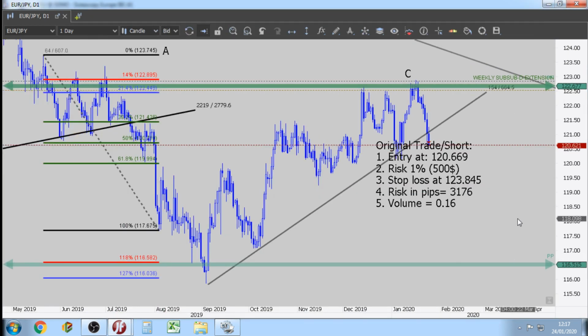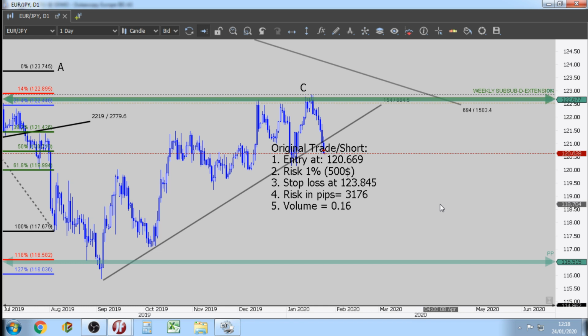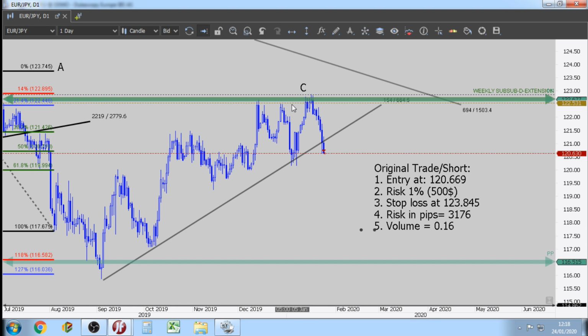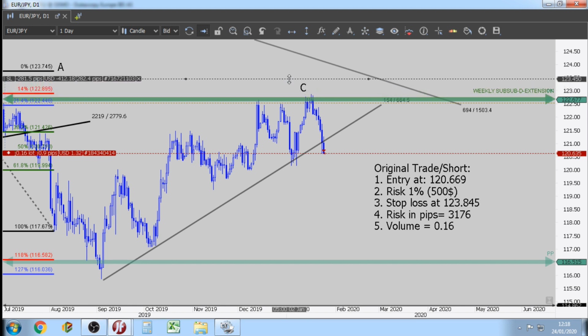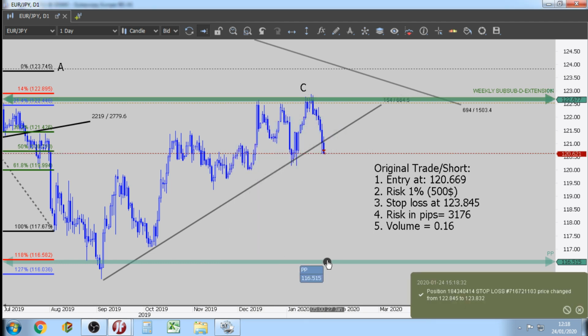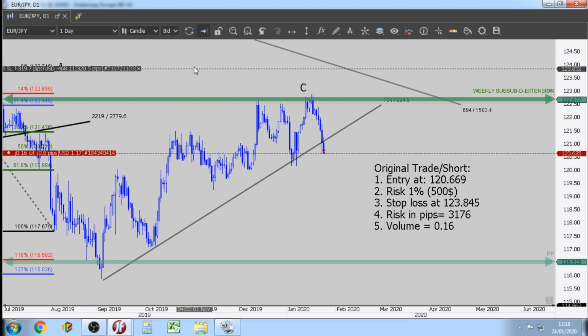Okay, so this is our original trade, alright? This is our short, and this is the stop loss up in here, right? I'm going to lose even less, not 500, but looks like 300 something. That was 122, sir. Oh yes, thank you. So I'm going to increase it to 123.845. Thank you. Better. Okay, great.